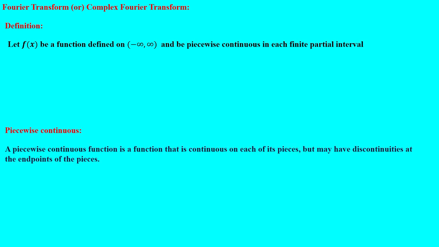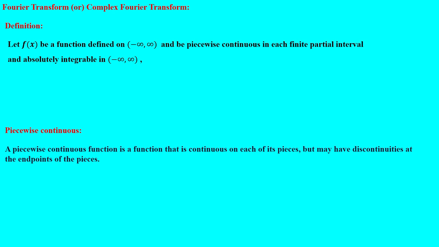So definition: a piecewise continuous function is a function that is continuous on each of its pieces but may have discontinuities at the endpoints of the pieces, and absolutely integrable in minus infinite to plus infinite. In the real line, the function is absolutely integrable. Absolutely integrable means Lebesgue integral, that is, integral over the real line of modulus f of x dx is less than infinite, that is a finite value. Otherwise it is not convergent.